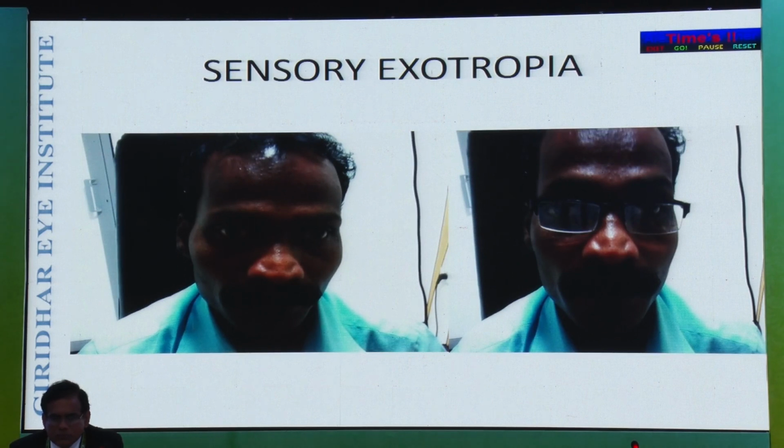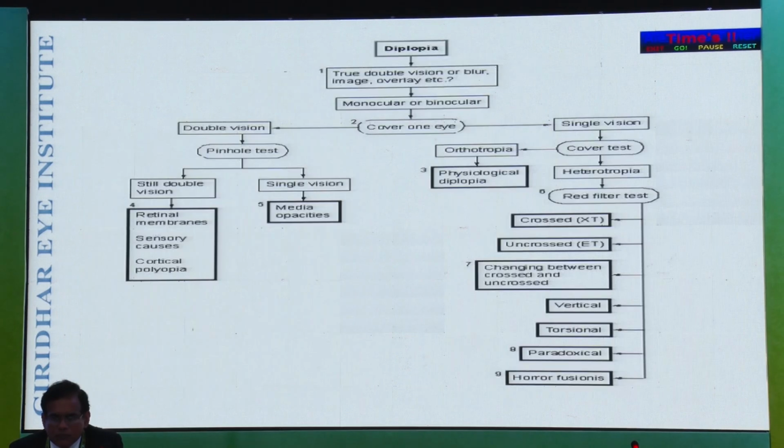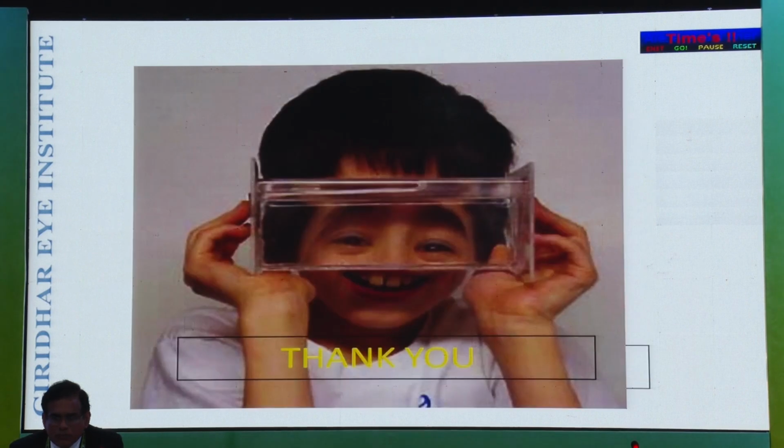This person had a trauma, underwent surgery, and was never given a correction. Later on somebody gave a correction and he started developing diplopia. So he was now put on Fresnel prism, and if he fuses well, he will be taken up for surgery. And it can be a decompensated IDS. So systematic evaluation of diplopia is needed to decode it. Thank you.